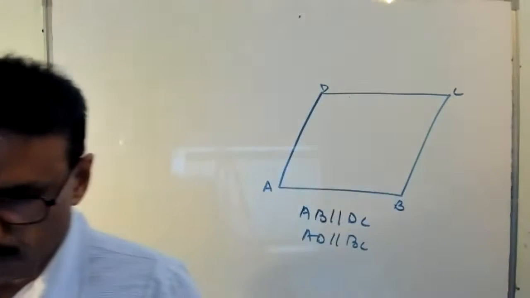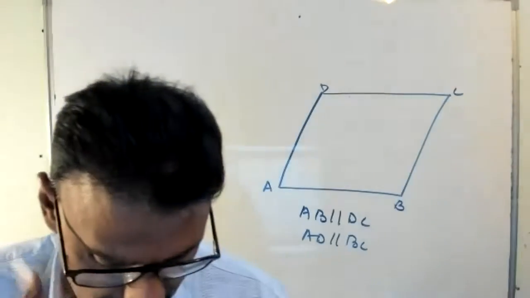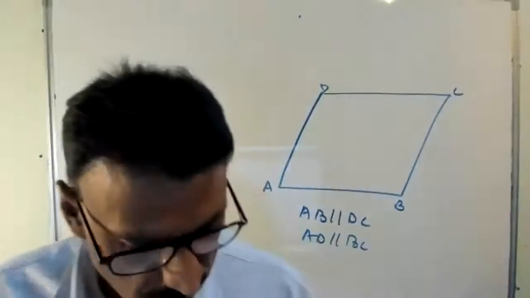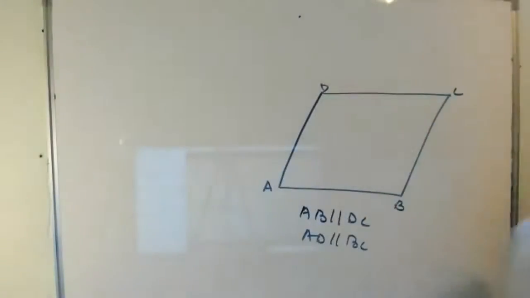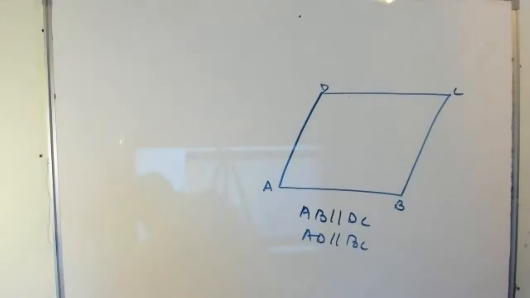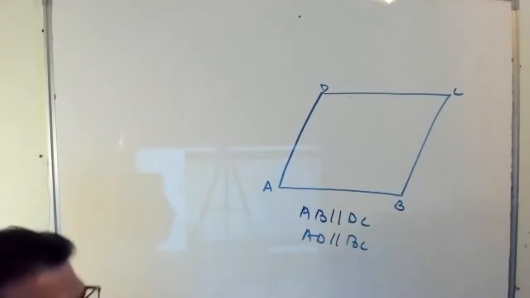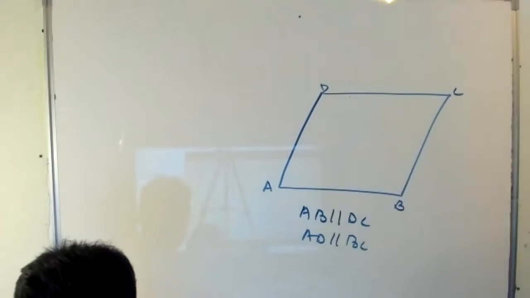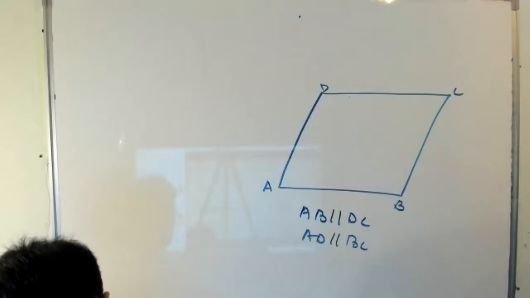Okay, finished now? Yes, sir. Okay. So next one. So now I understood two figures, trapezium and parallelogram. Okay. Then next one.